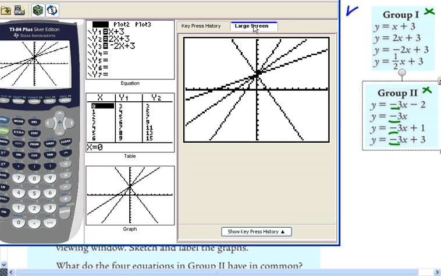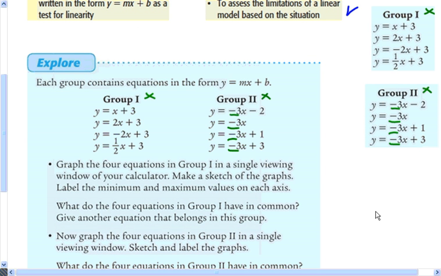And we can see that the slopes of all the lines are different. Some are increasing, some are decreasing. But one thing you should notice is that all of them cross the y-axis at the same spot. In other words, the y-intercept is the same in all of them. So in group 1, they all have the same y-intercept.